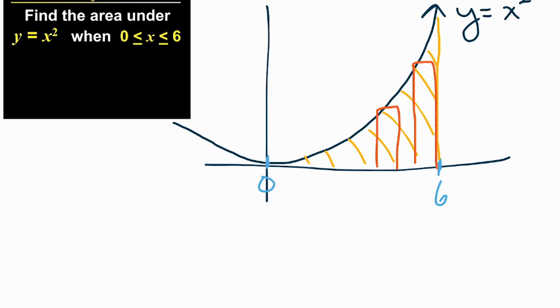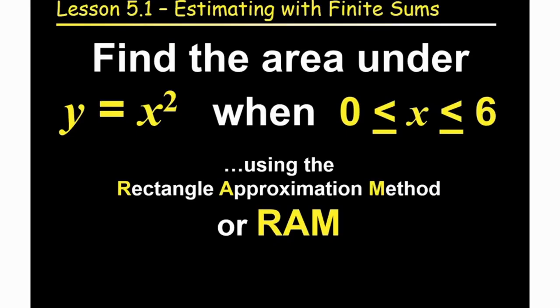We need basically some details about these rectangles. I'm getting ahead of myself here. So first of all, when using rectangles, we're actually using what's called the rectangle approximation method, abbreviated RAM. Now listen, I'm not making this up. This isn't just Mr. Naylor. This is how you do estimation using the rectangle approximation method.